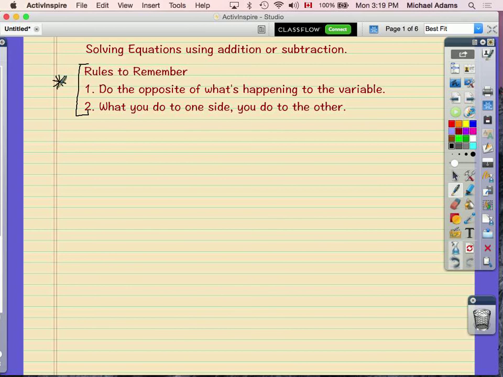What it's saying is that we do the opposite of what's happening to the variable, and what we do to one side, we do to the other. So rule number 1, do the opposite of what's happening to the variable. That's all about isolating the variable, meaning getting the variable by itself. And remember what we discussed in class, that the left side is equal to the right side. That's what we're working with right now in equations, that you have two sides, and the two sides are equal. So it's very basic stuff right now that we're doing.